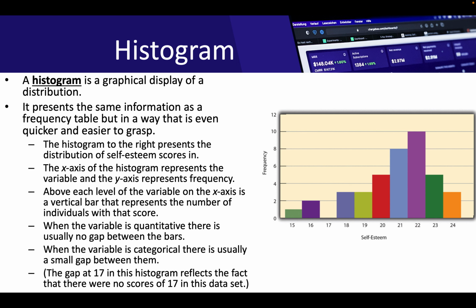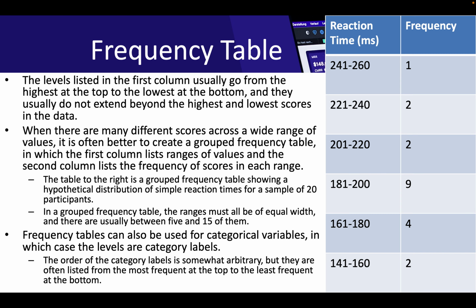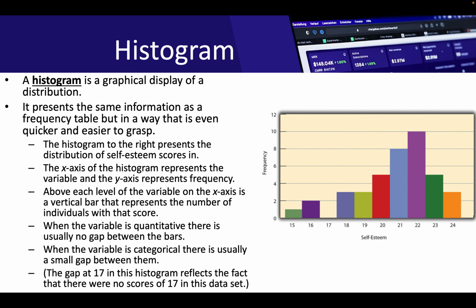A histogram is a graphical display of a distribution, and this is a histogram right here. It presents the same information as a frequency table, but in a way that is even quicker and easier to grasp. The histogram to the right presents the distribution of self-esteem scores that we saw in the table, but now we have it in a graph.